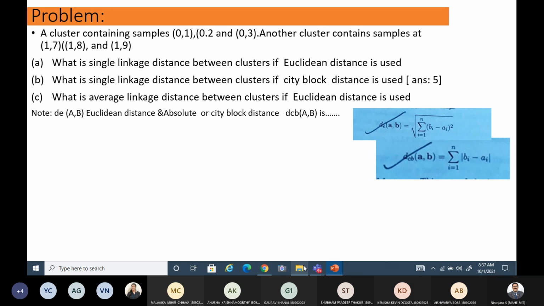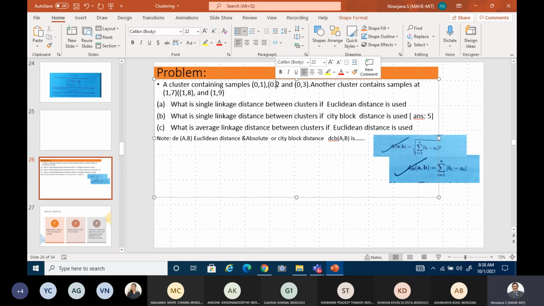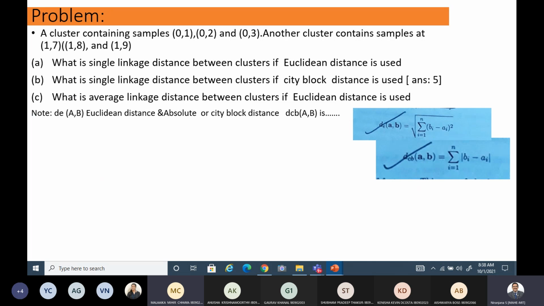Okay, so did anyone understand the problem? What kind of problem is given? You can unmute and answer. How do you need to attend this? How do you need to start? Given the problem, how will you start? So first we can find the Euclidean distance.